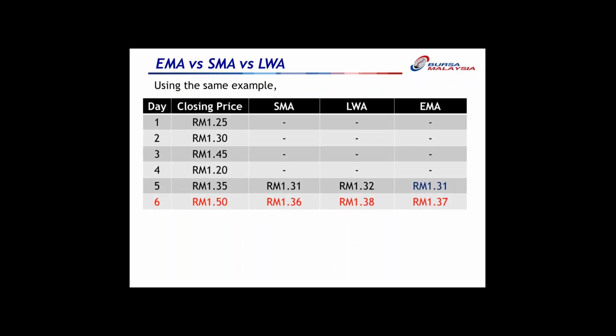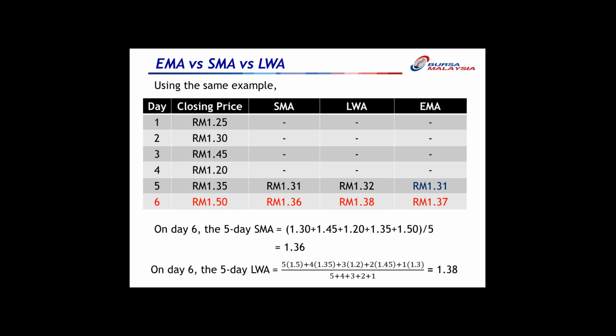So let's do a comparison among the three moving averages. Alright, so the 5-day SMA is 1 ringgit 31 cent, the 5-day linear weighted average is 1 ringgit 32 cent, and for the exponential moving average, the first period uses the SMA. Then for day 6, the 5-day SMA is equal to 136, the linear weighted average is 138, and the EMA is 137.